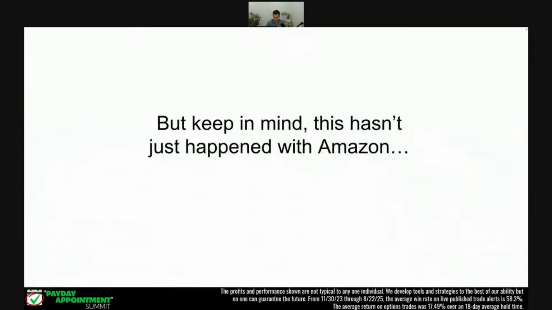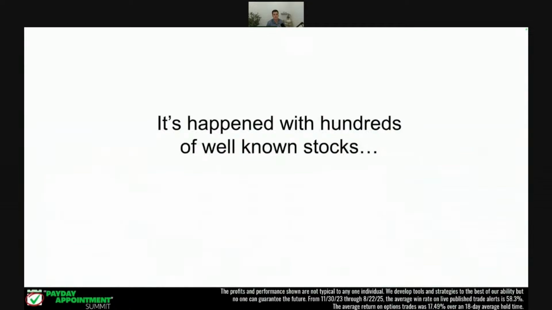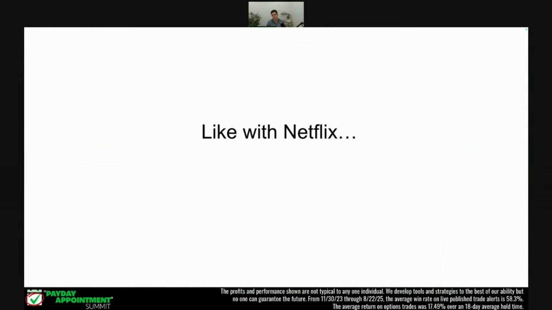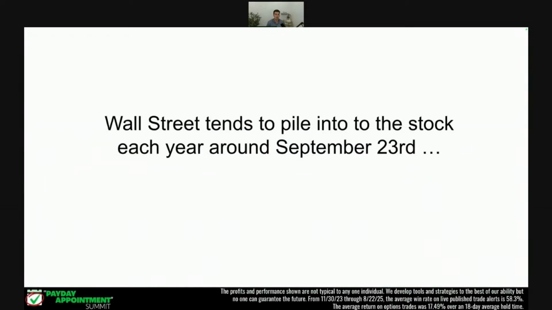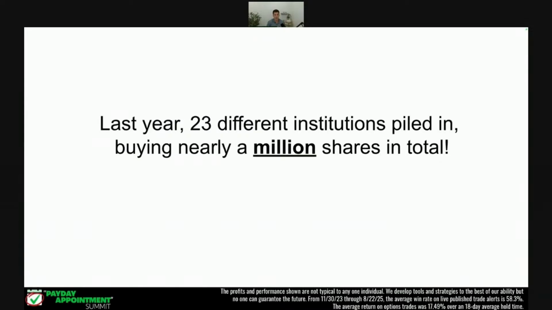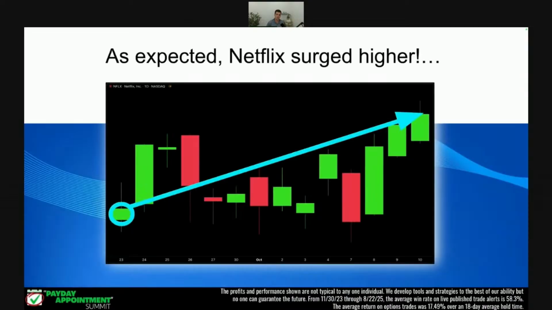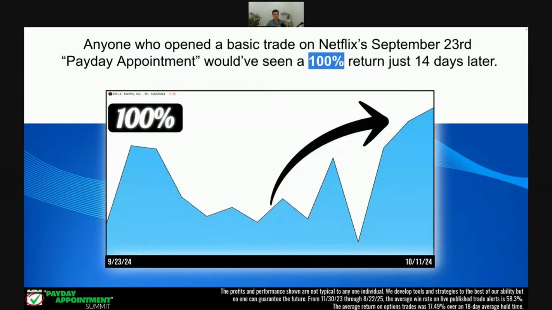But keep in mind, this doesn't just happen with Amazon. It's happened with hundreds of well-known stocks, like Netflix. Wall Street tends to pile into the stock each year around September 23rd. And last year, 23 different institutions piled in, buying nearly 1 million shares in total. So obviously, with that amount of buying, Netflix surged higher.